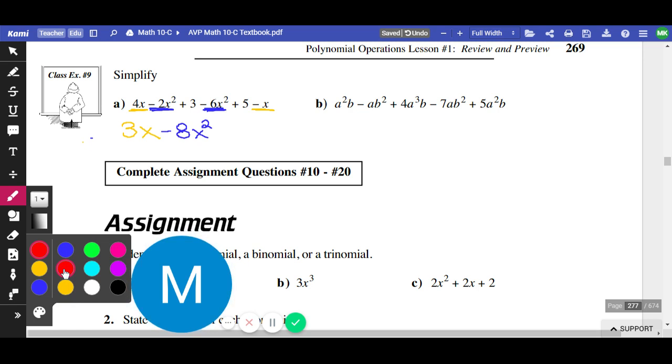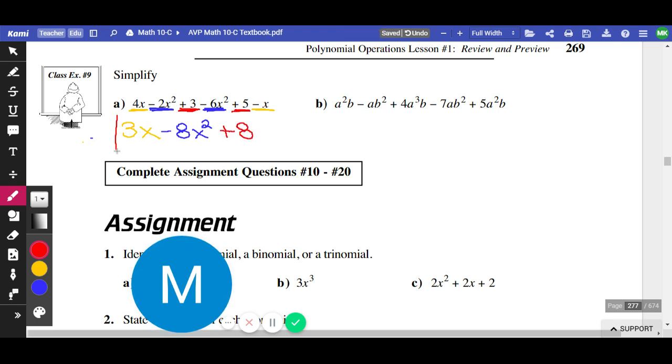Then I'm going to look and see the next term I have. I have a plus 3. It's a constant term. There's no letter involved. My other constant terms with no letter involved would be the plus 5. If you have plus 3 plus 5, that gives you plus 8. That would be me after I've collected like terms. You could have them in a different order, and it's the same thing. Right? So if you had negative 8x squared plus 3x plus 8, that's the same thing.